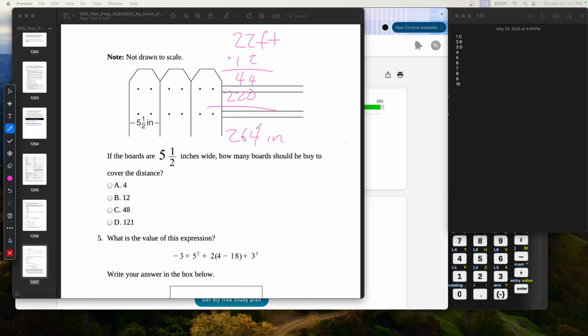And we're going to divide this by 5.5. How can we do that? There's a couple different ways. I think the easiest way is to recognize this personally. So here we have 264 divided by 5.5. Hopefully you'll agree here that this is equal to 528 divided by 11.